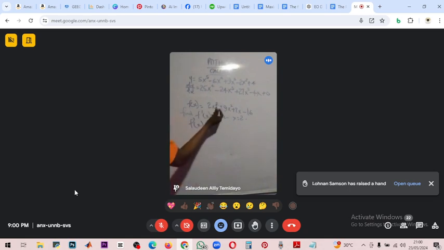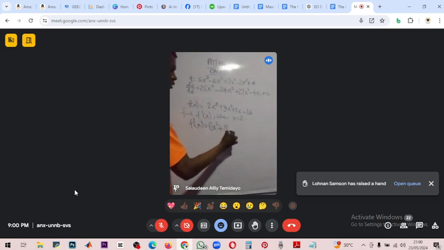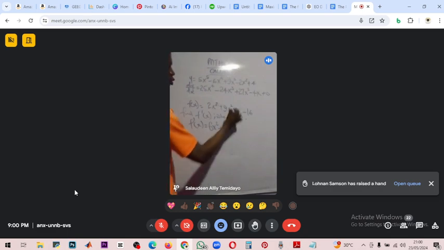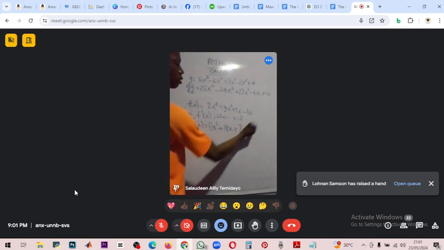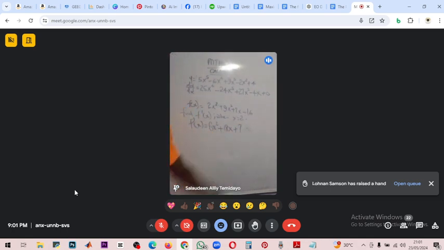f prime of x is going to be 3 times these two. That is the power multiplied by the coefficient. That is 6x raised to power 3 minus 1, that is 2. Plus 9 is the coefficient times the power, so 2 times 9 gives 18. Then x raised to power 2 minus 1, that is x raised to power 1. Plus 7x becomes 7. So minus 16 becomes 0. So that is cancelled out.